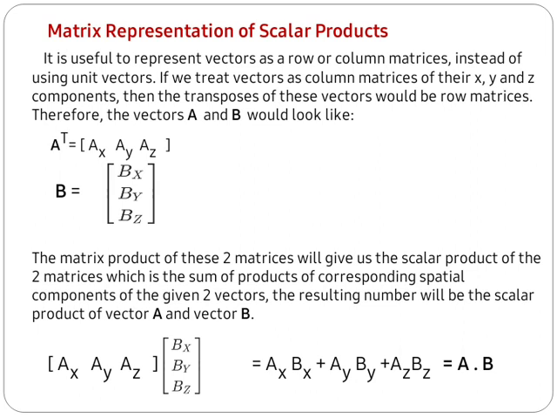The resulting number will be the scalar product of vector A and vector B. By taking the product of A transpose and B, which is matrix Ax, Ay, Az multiplied by matrix Bx, By, Bz, is equal to AxBx plus AyBy plus AzBz, which is equal to vector A dot vector B.